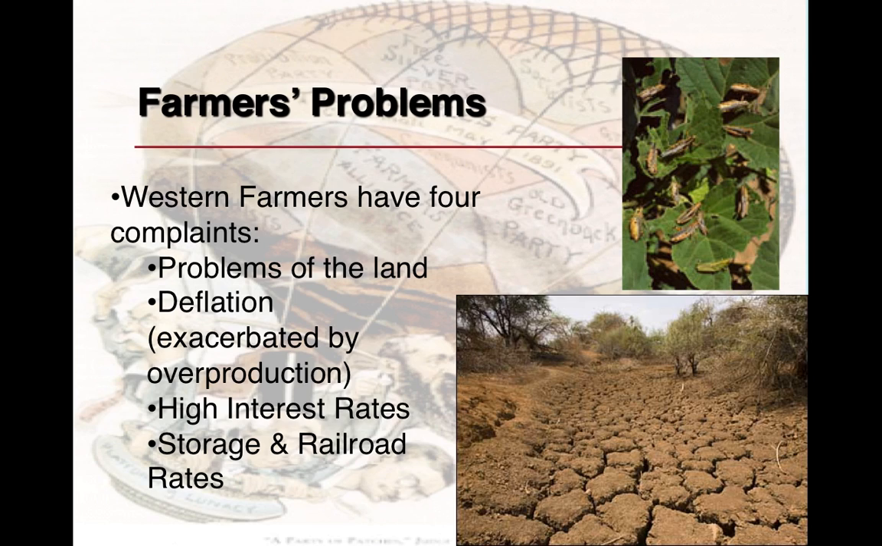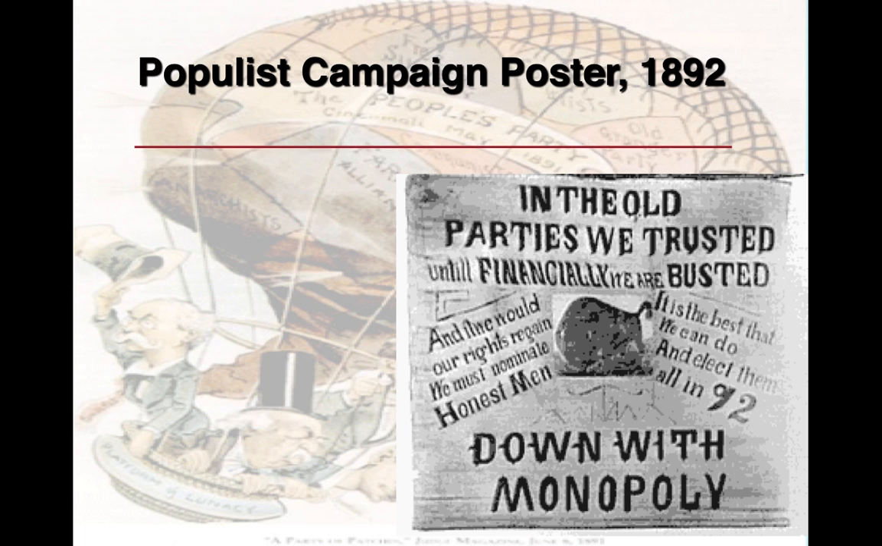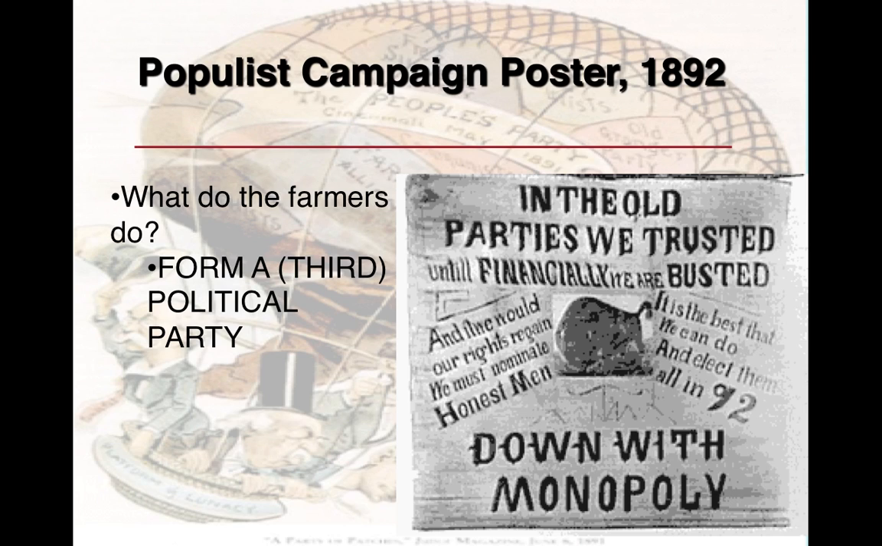Now, in addition to that, banks charge them high interest rates on their mortgages, and railroad companies charge them high rates to ship and store their grain. So all these things basically made farmers' lives miserable. So what do you do when you're mad if you're the farmers? You form a political party, a third one.